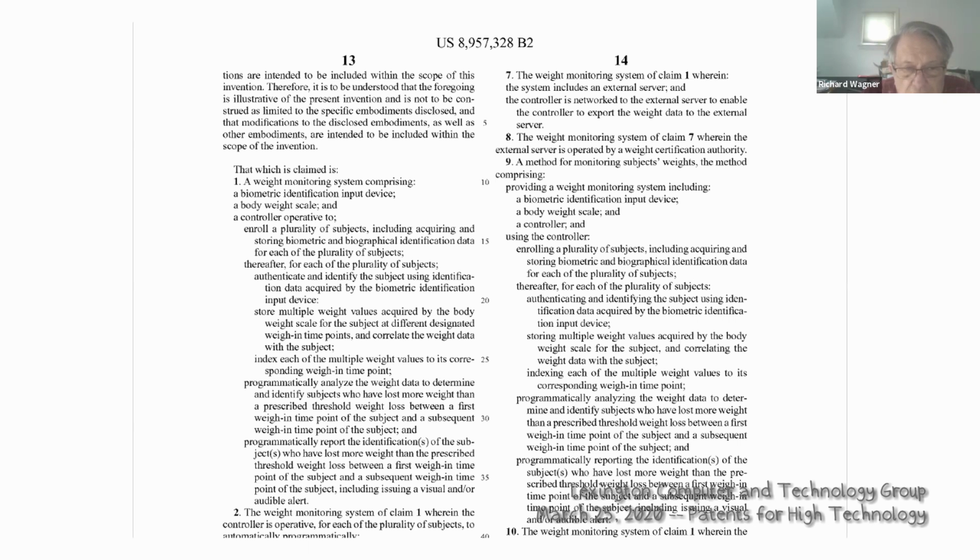But if you read down into claim 9, it's almost the same identical language as claim 1, except now they've put in providing, using, enrolling, in other words, active words. That's why it's a method, but it's exactly the same language as in claim 1. It's just that now they've made it into a method claim.